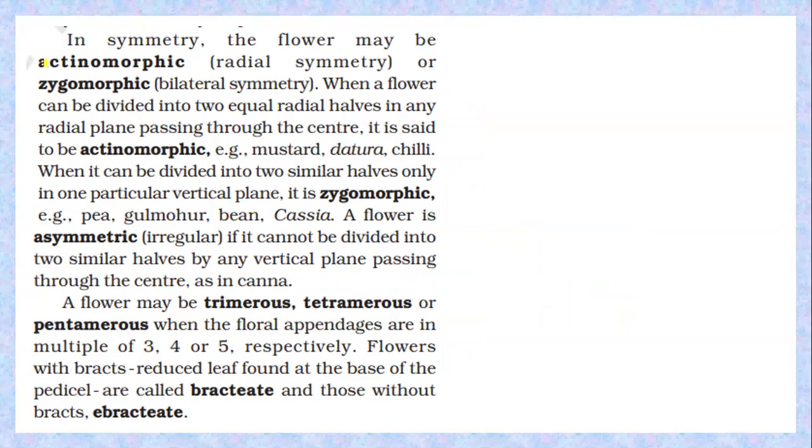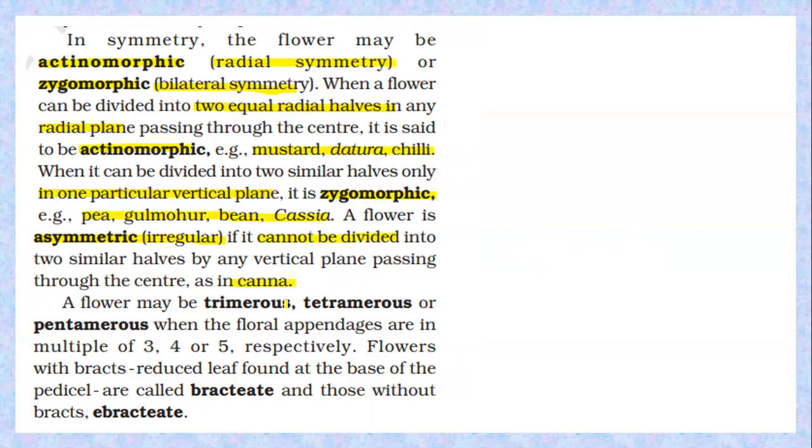In certain flowers, you will find actinomorphic symmetry, that is radial symmetry, or zygomorphic, that is bilateral symmetry. When a flower can be divided into two equal radial halves in any radial plane, you can call it actinomorphic, for example mustard, datura, and chili. When the flower is divided into two equal halves in only one vertical plane, it is called zygomorphic, for example pea, bean, gulmohar, and cassia. Certain flowers are asymmetric, that is irregular, if they cannot be divided into two equal halves in any plane.